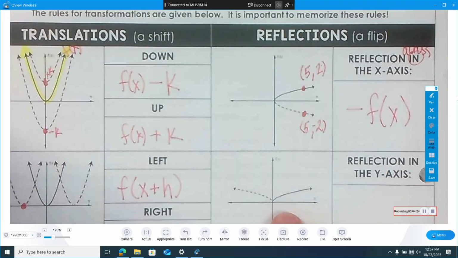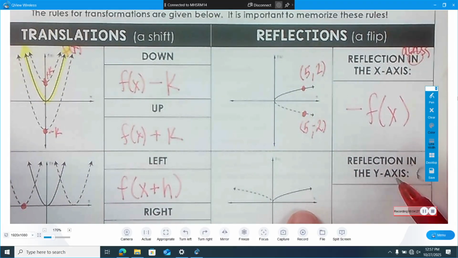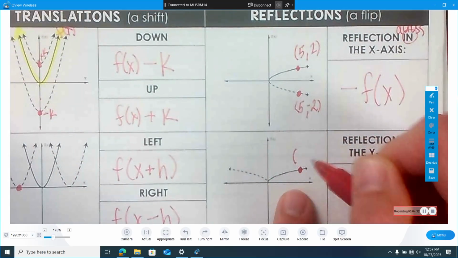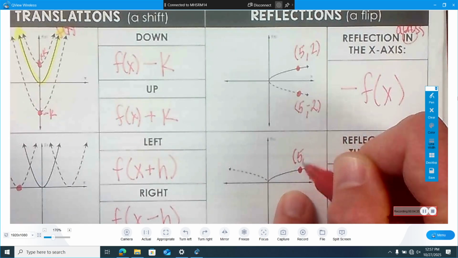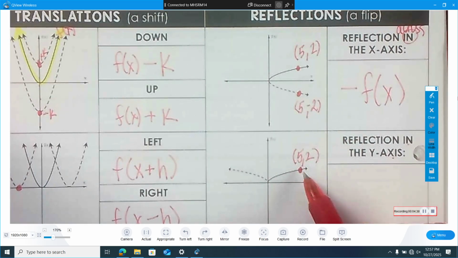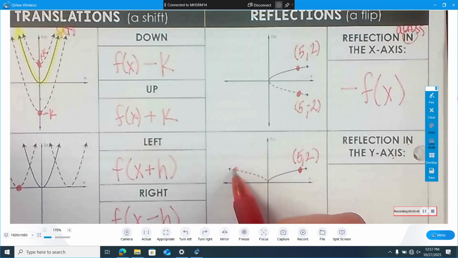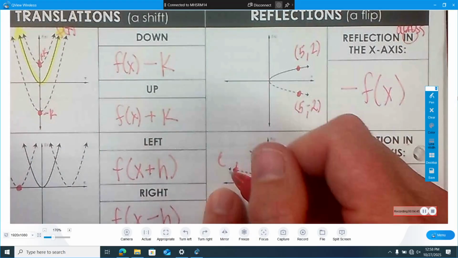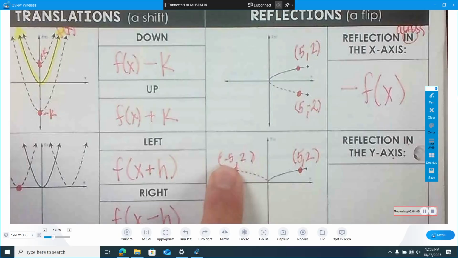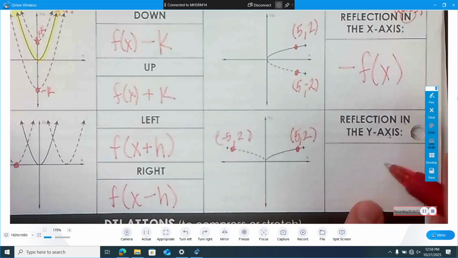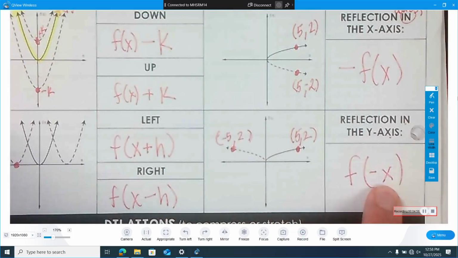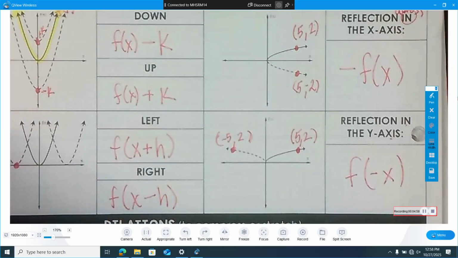Now, a reflection across the y-axis, let's look at an ordered pair again. Let's pretend this is the point 5, 2. If I reflect it across the y-axis, what's its new ordered pair? Negative 5, 2. So in this case, the x is turning to the opposite. In function notation, that would be the opposite of x, all right? And the y value stays the same, which is kind of interesting. This is all function notation, kind of crazy.